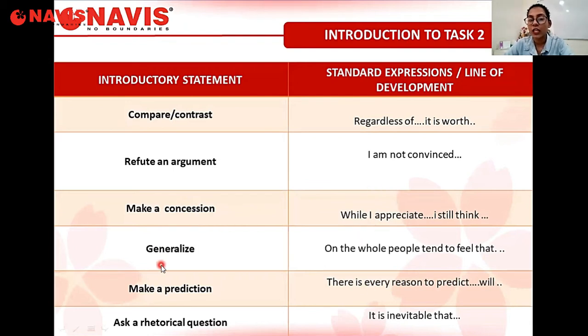Okay. Generalize, that is, you have to generalize or summarize the entire topic question. Make a prediction. You are predicting about something which is asked in the particular topic question. Ask a rhetorical question. A rhetorical question is nothing but you are posing a question at the end of your answer, like, isn't it, wasn't it, all these things. Okay. So these are some of the standard expressions or the line of development which you can remember. You can also take note of them.